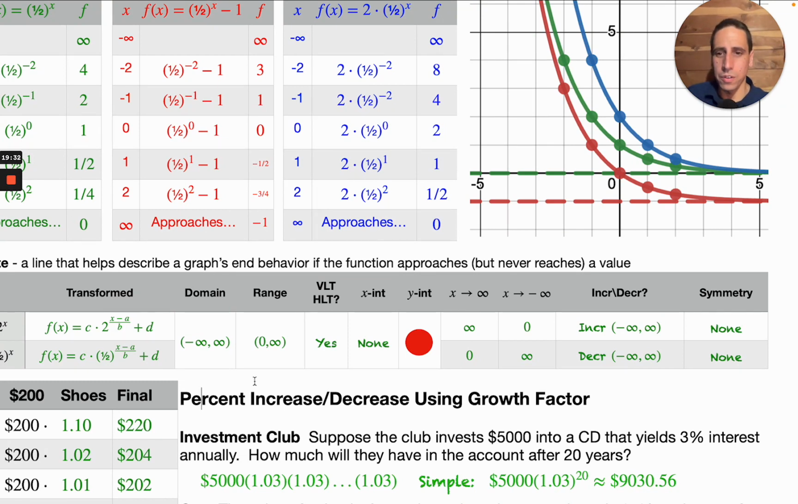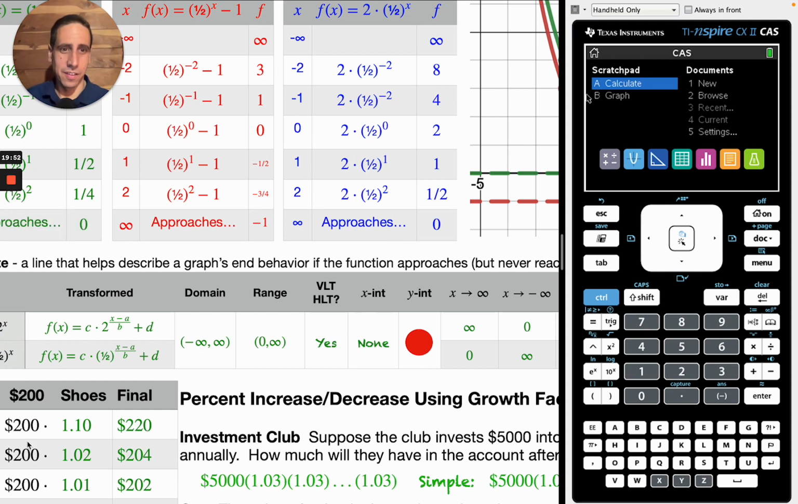Well, one thing you could do is start with $5,000 and then in the first year increase that by 3%. That means multiplying it by 1.03. Multiplied by 1.03, multiplied by 1.03 on your calculator. It's actually kind of quick to do. You can multiply by 1.03 20 times.